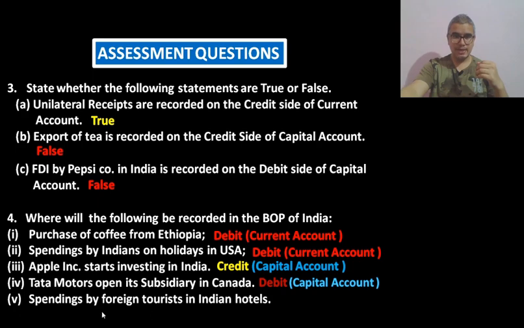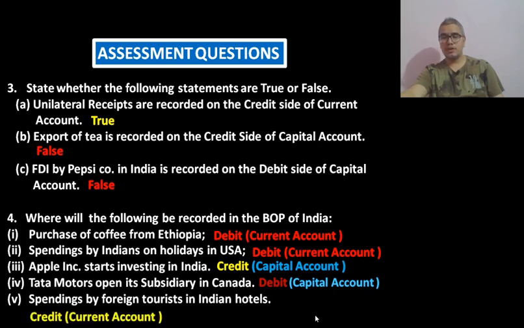Spendings by foreign tourists in Indian hotels. It is just the opposite of this. Now foreign tourists come to India, they purchase some goods, they spend money on services like hotels. Here it is written as spendings by foreign tourists in Indian hotels. So foreign tourists mean money is coming to India, and since they are spending on hotel services, hotel services are always a part of invisibles, so it will be recorded on the credit side of current account.